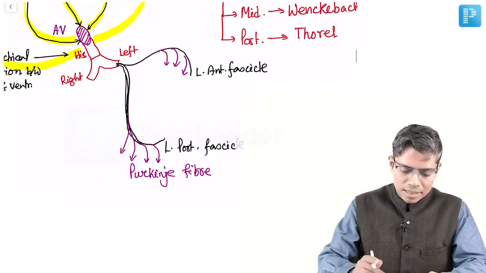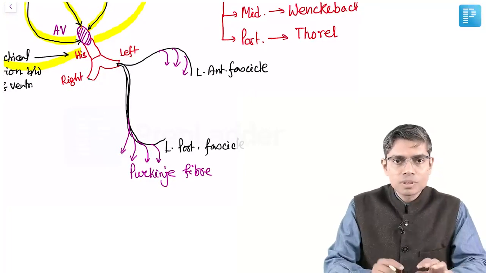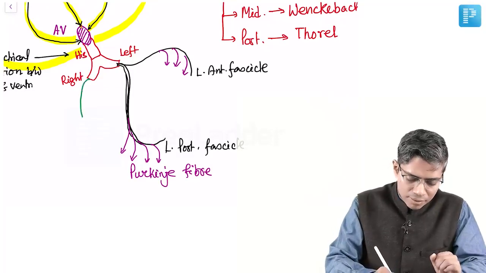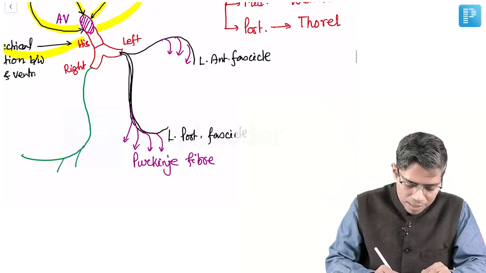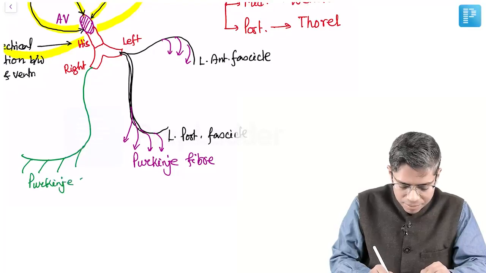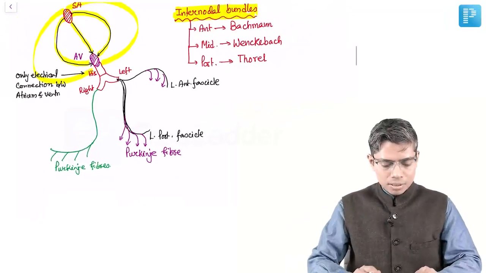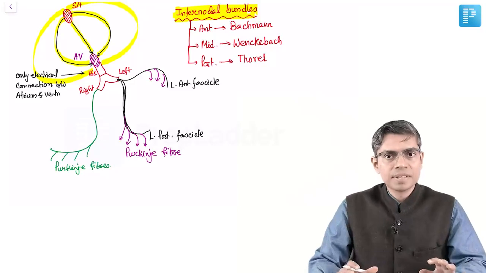Now if you look at the right bundle, there is no separate branching into anterior and posterior. It will continue as a single fascicle, and again this single fascicle will give rise to multiple fibers, and these are known as the Purkinje fibers. Getting my point? So now all of you know this conducting system of the heart.